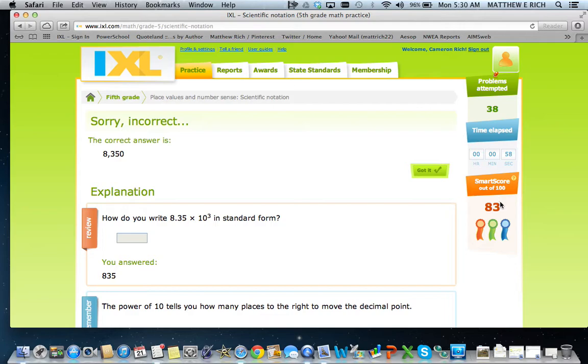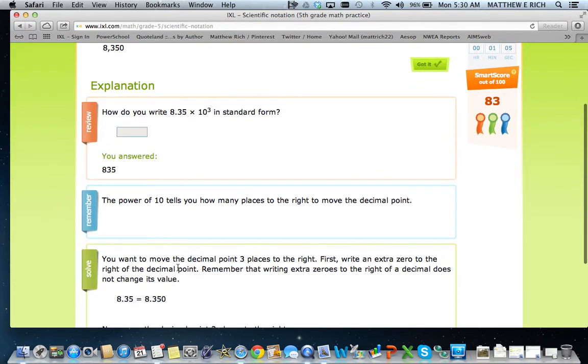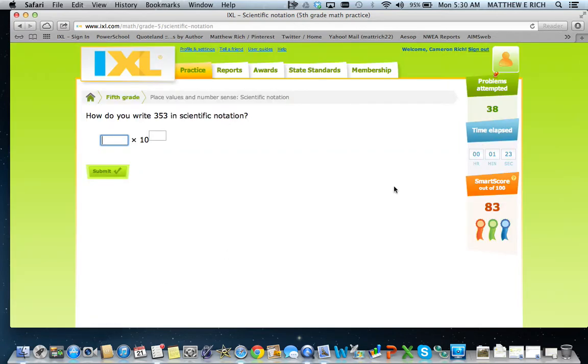Not only does the smart score go back down, but we can see that an explanation is given. Here's the review of the problem. Here is a reminder about how powers of 10 work. It shows us how it calculates and gives the solution to the problem. It gives us step-by-step directions, thus reinforcing for the child what they need to do next. We've got it. I believe this child started at 85, so I want to return that child to 85. And I have to hit one more for them.